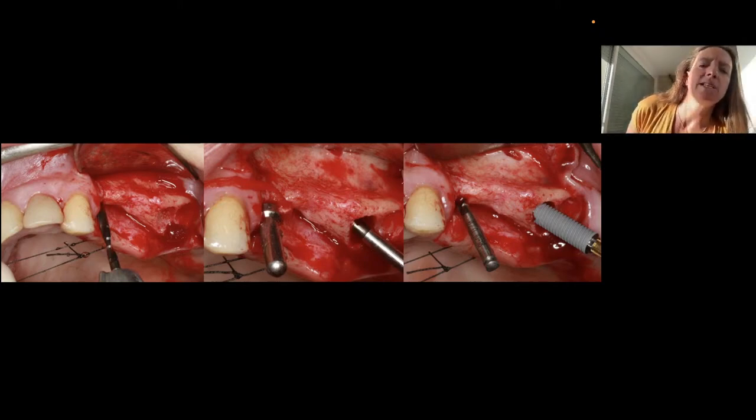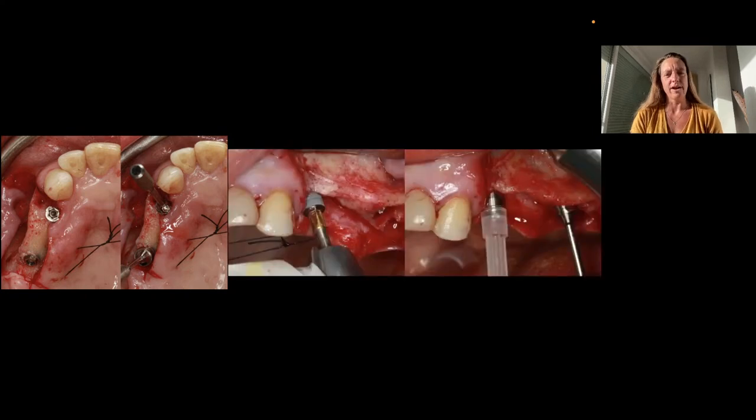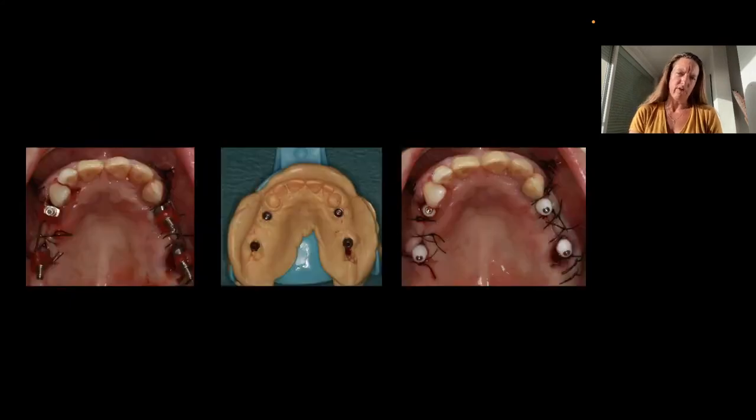Then I will place my implant, and I drill according to the type of bone that I have, more or less, again in order to achieve a good primary stability. So I drill and I place my implants. After having placed my implants, I connect the abutments in order to have a good outcome of the abutments in terms of the prosthesis.